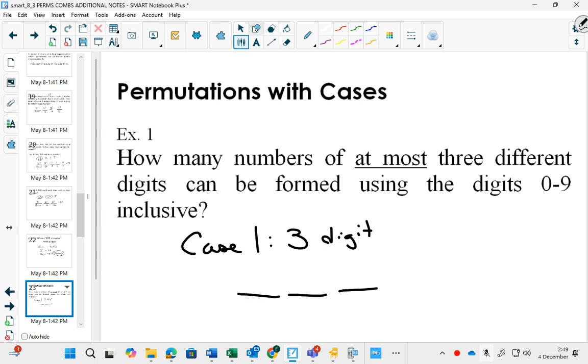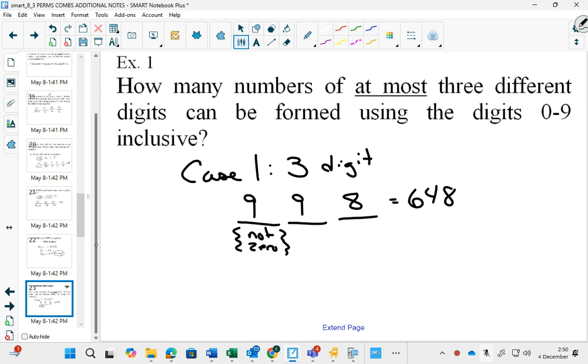Are there any restrictions when counting 3-digit numbers? Yes? The first digit cannot be a 0. This one is not a 0. So there would be 9 choices there. Then you've used up one number and 0 gets added back in. 9 choices there. And then you've used up 2 numbers, there would be 8 choices left for the last one. 648.